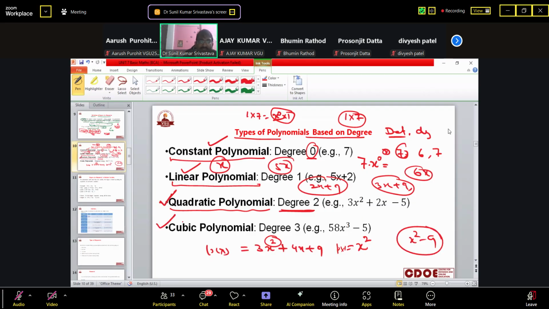Any expression whose degree is 3 is known as the cubic polynomial. If the degree is 4, it is known as the biquadratic polynomial. Suppose we have x raised to power 4 plus x cube plus x square plus x. So for any expression of this form: degree 4 is the biquadratic, degree 3 is known as the cubic, degree 2 is known as the quadratic, degree 1 is the linear polynomial, and degree 0 is known as the constant polynomial.